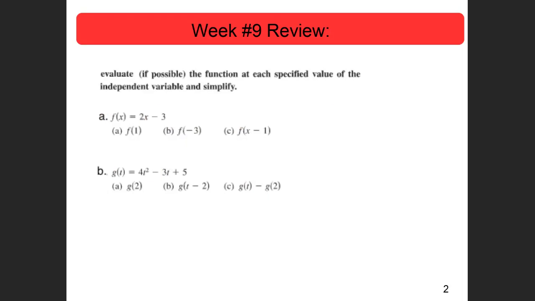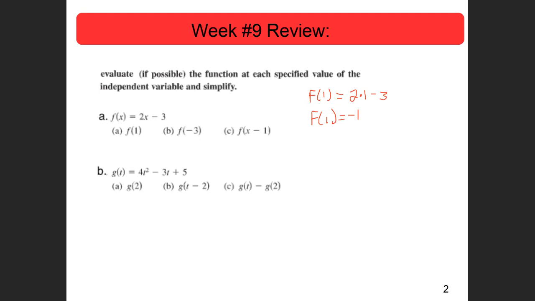Week number 9, we talked about function notation. If I give you a problem like this, it says evaluate if possible f of 1. So if f of x is equal to 2x minus 3, then I want to know what f of 1 is. Well, f of 1 is equal to, and then I just put 1 in for x. So 2 times 1 is 2 minus 3, so f of 1 is going to equal negative 1.